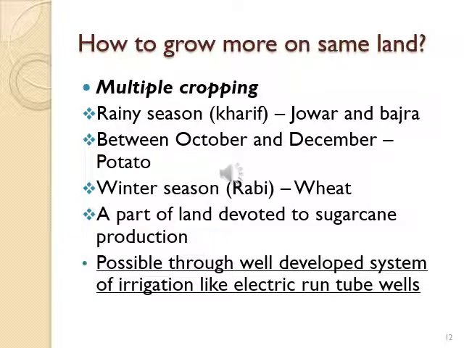So this is the Kharif season when they are growing jowar and bajra. Between October and December, they are now growing potatoes. And then in the winter season, they're growing wheat. So with the change in the crop, the nutrition in the soil is maintained, and it is not one nutrition being consumed over and over again, which leads to loss of fertility of the soil. So one way of increasing production on the same patch of land is by observing multiple cropping, that is growing more than one crop.